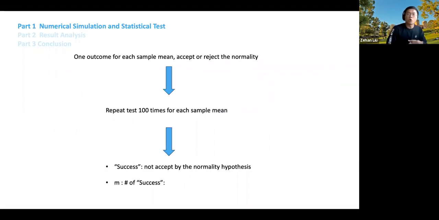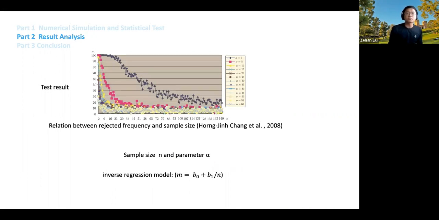For each test, one outcome comes out, either accept or reject the normality, and they repeat the test 100 times for each sample mean. They define a success as the test not accepting the normality hypothesis, and at the same time, they define M as the number of successes. Next slide, please. Then they summarize their test result as shown in this plot.